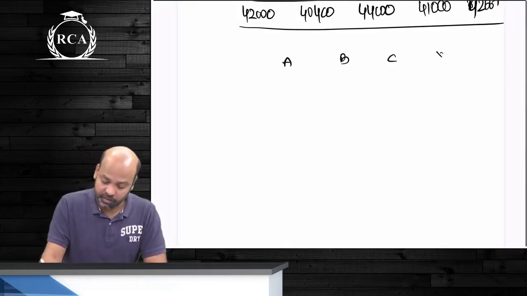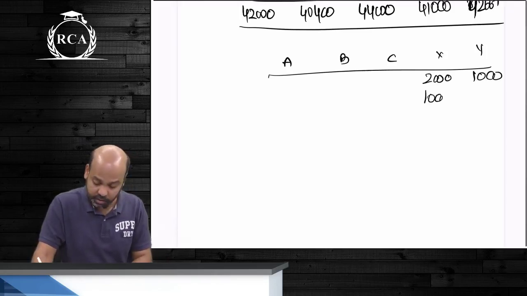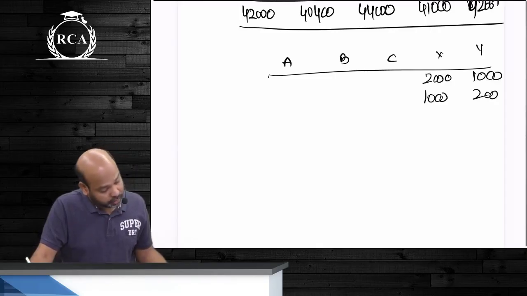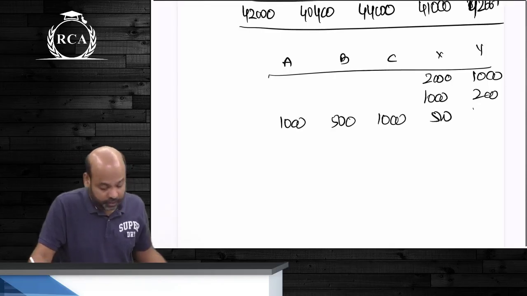This is A, B, C, X and Y, guys. Direct material, direct wages is 2,000, 1,000. This is 1,000, 2,000. Factory rent 4,000, guys. You must have allocated in the ratio of area. So that will be 1,000, 500, 1,000, 500 and 1,000. This is the allocation of factory rent.